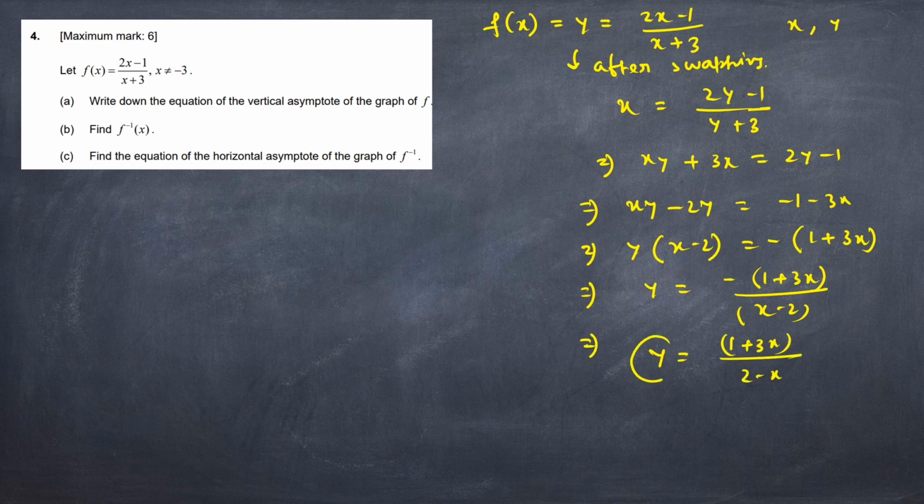So this is basically f inverse x. So we have found out f inverse x. So you need to remember this particular part, because we need to find out the horizontal asymptote also. So in this way this problem is done.